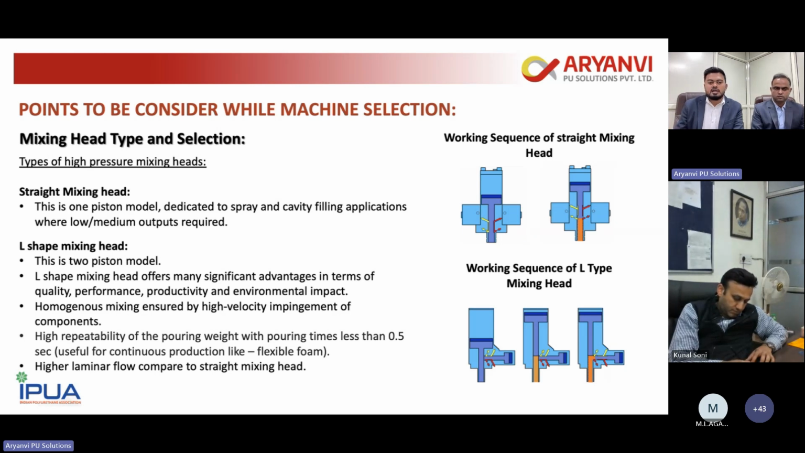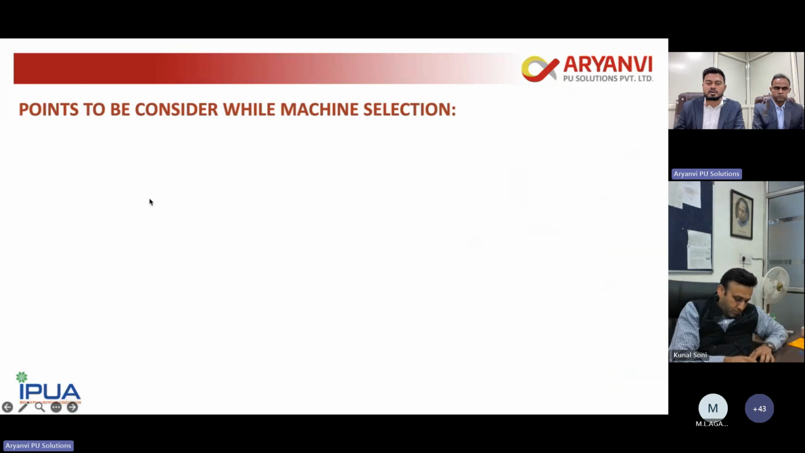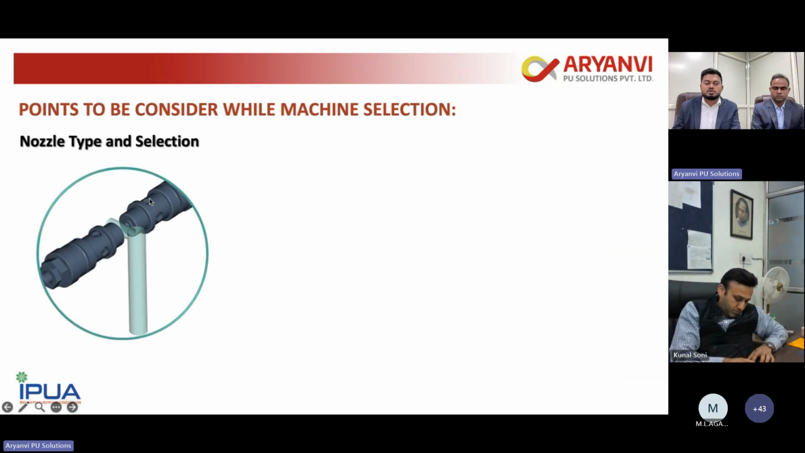But obviously laminar flow is very important to avoid bubbles or any uneven mixing of the two chemicals. Laminar flow is required, especially in flexible foam. So next is our nozzle type. This nozzle goes into the mixing head, through which isocyanate and polyol basically go. You can imagine this is a mixing head and these are the two injectors or nozzles.